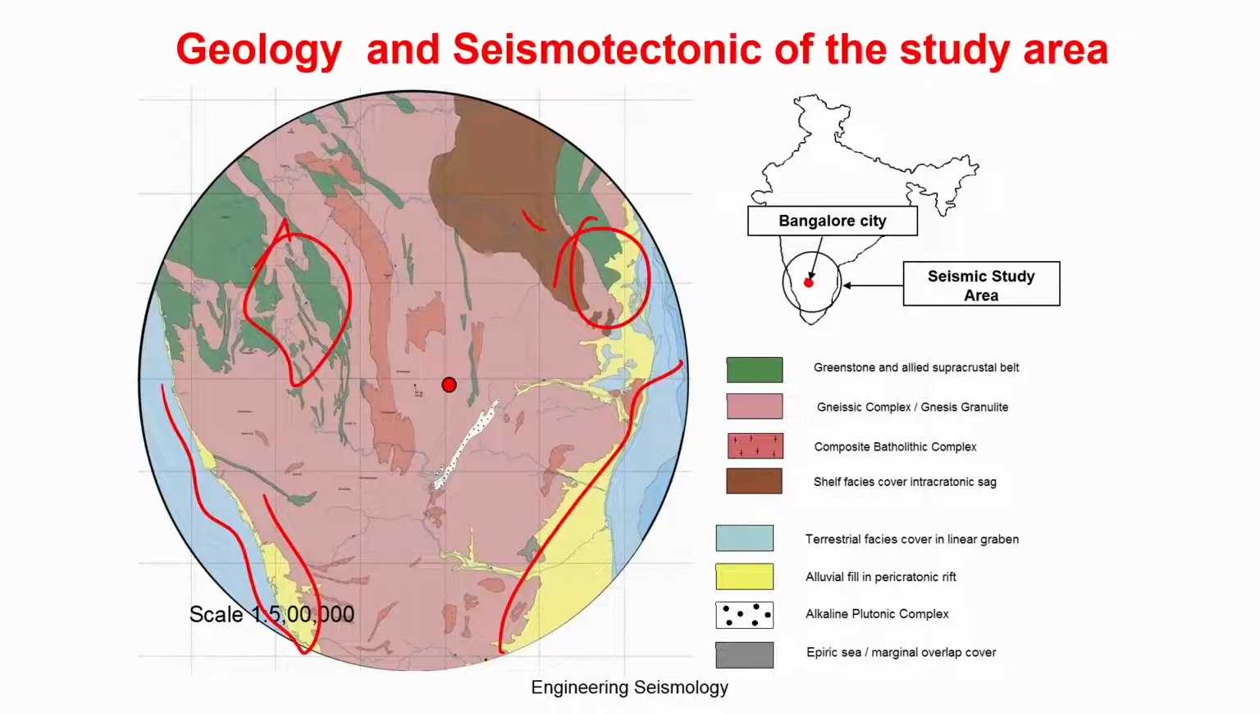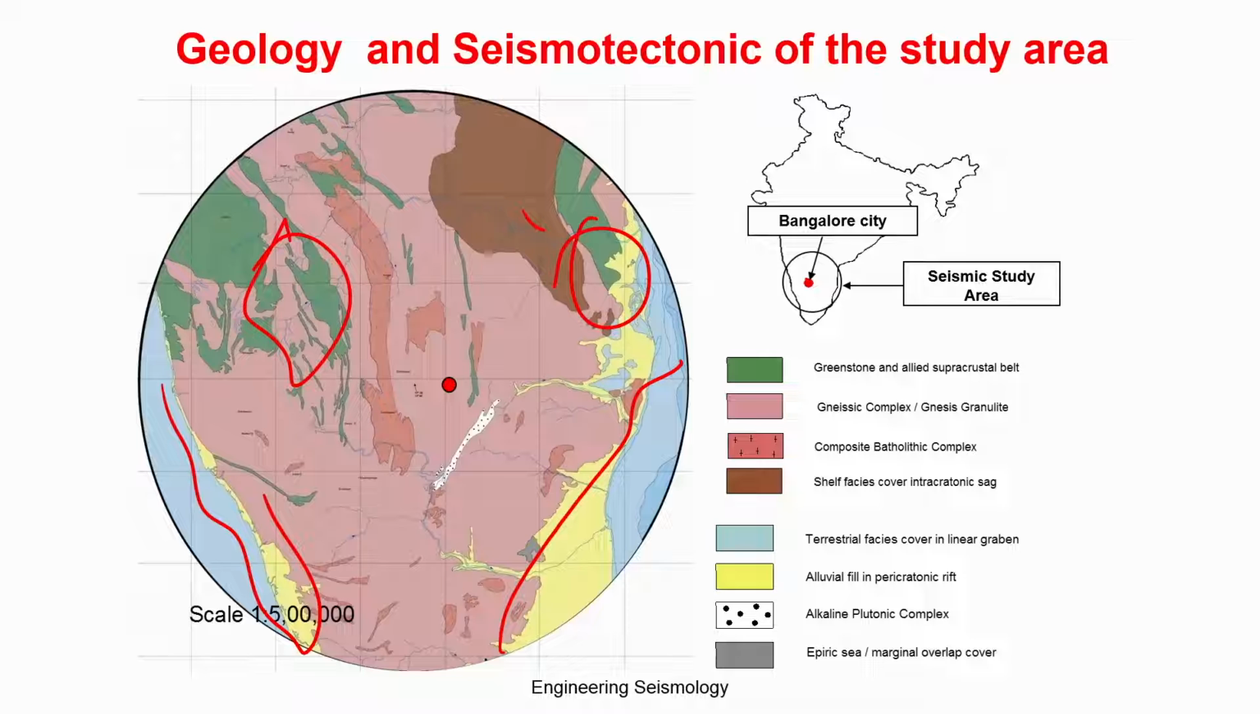So this is the way you should compile. This geology and seismotectonic detail may already be published. As I told you, during 2004 the only available data was the seismotectonic map published by the Geological Survey of India, but now there are a lot of studies available even for Bangalore. Those kinds of studies based on the recorded data in the region should be considered.